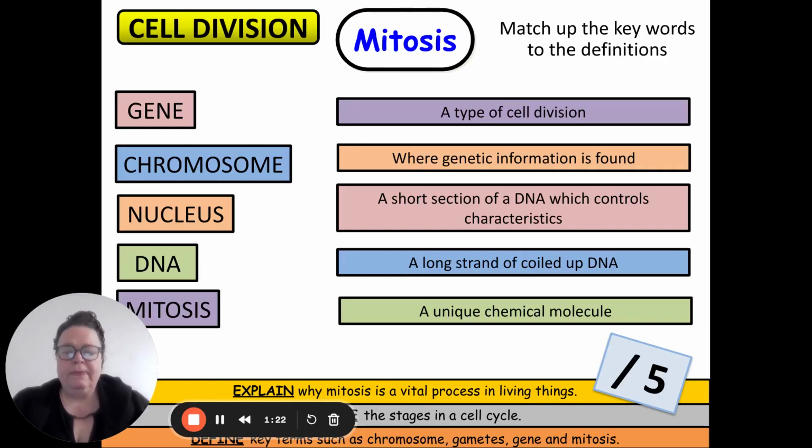So a gene is a short section of DNA which controls characteristics. So for example, you've got genes for eye color. You've got genes for hair color, things like that. Chromosome is a long strand of coiled up DNA. Generally, we can't see DNA in cells unless it's coiled up into a chromosome. Nucleus, where the genetic information is found. DNA is a unique chemical molecule.